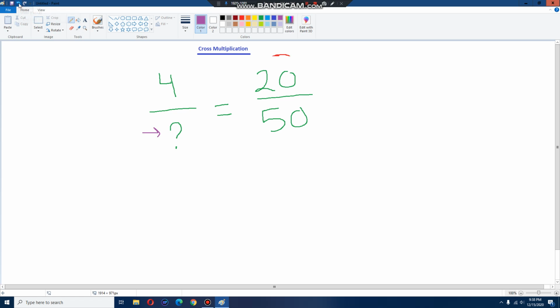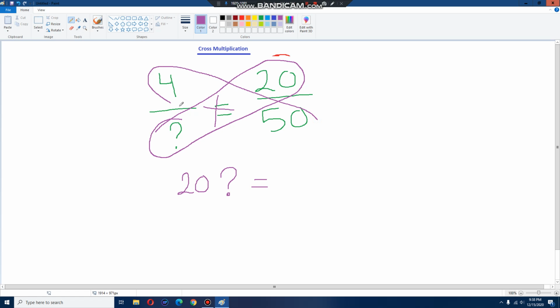And how do I find that missing number? Cross multiply. So first things first, I find the question mark and I go across to the next fraction, find the number across, and then I multiply these two numbers. So 20 times question mark is 20 question mark. Okay? Equals. And now I do the other side, which is 50 multiplied by 4. And 50 times 4 is 200.